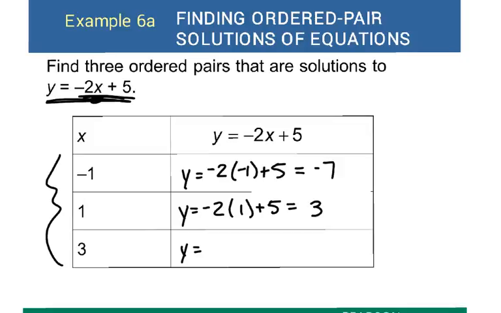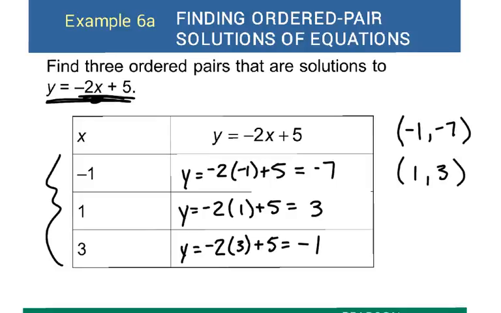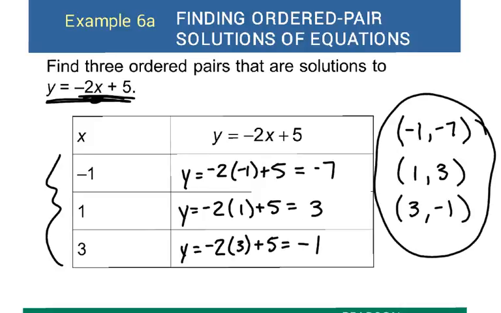And the last one, let's see, -2 times 3 plus 5. That is going to equal -1. So there we go. The three ordered pairs that we have are (-1, 7), (1, 3), and (3, -1). So these three ordered pairs are our solutions that we are looking for in this particular example.